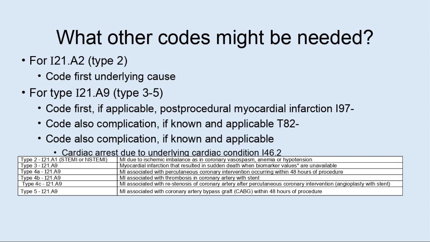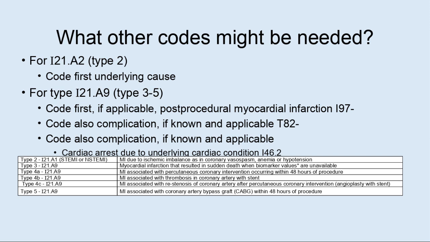Some additional codes can be used with specific types of myocardial infarctions. For I21.A1, type 2, there's a note, code first underlying cause. You see I have listed again the definitions of the types. So it's MI caused by ischemic imbalance, anemia, hypotension, etc.